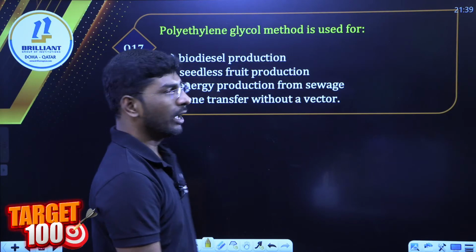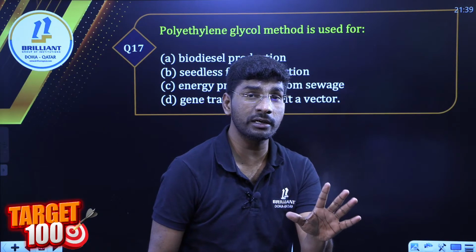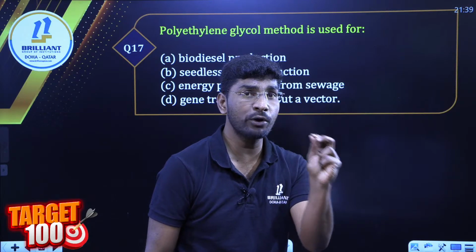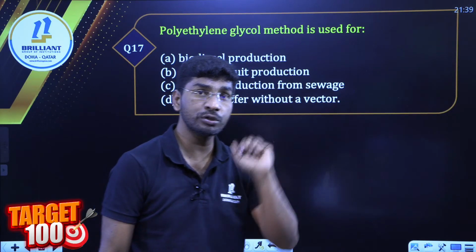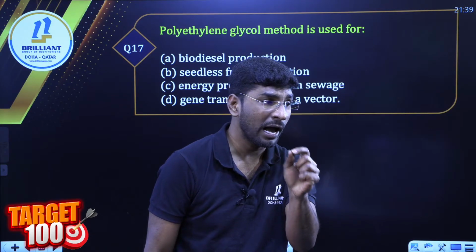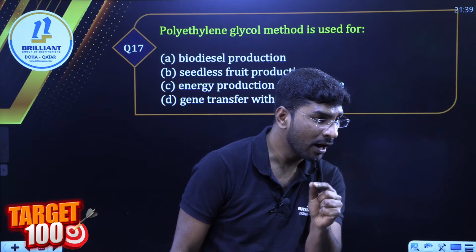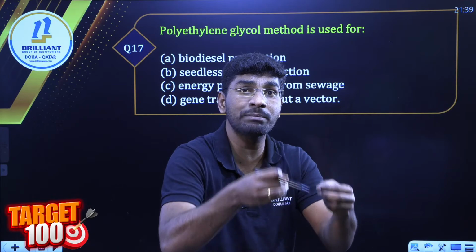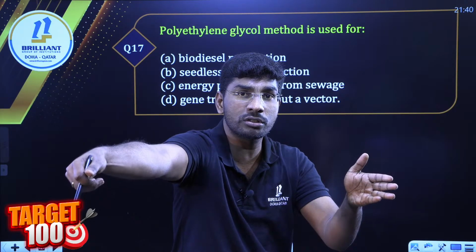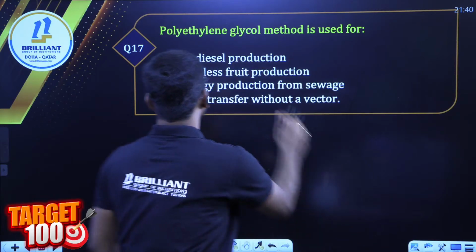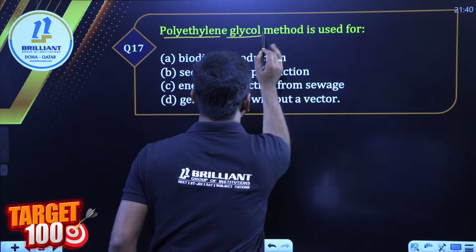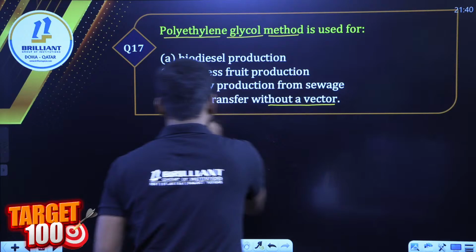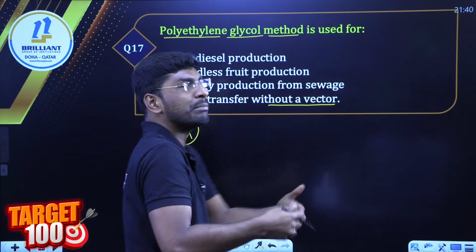Next one. Look carefully at this question. There are vectorless gene transfer methods: the biolistic gene gun method, electroporation method, and chemical method. I'm requesting you all to mark this one. In the exam, if a question comes, what is the chemical which helps the DNA to insert into the host? That is polyethylene glycol. This polyethylene glycol is a chemical method used for gene transfer without a vector. So it is called a chemical method.